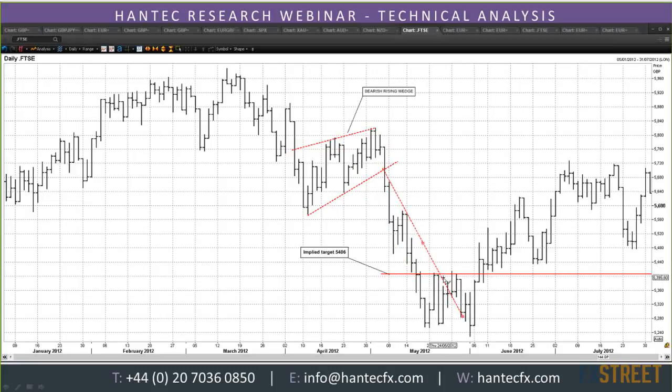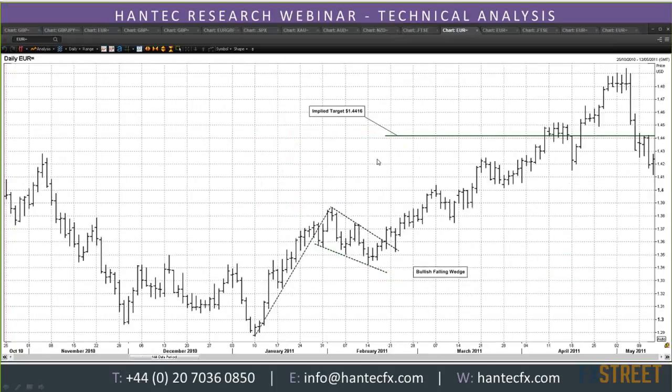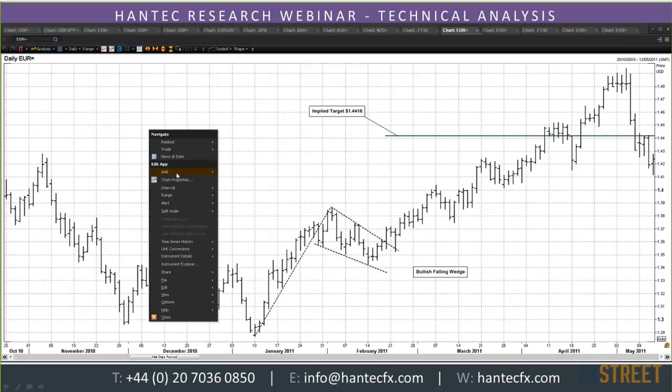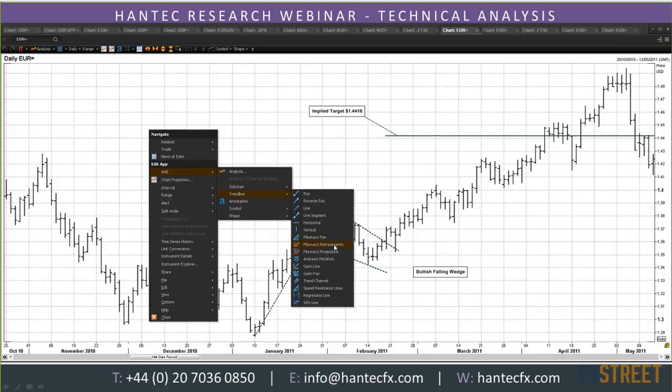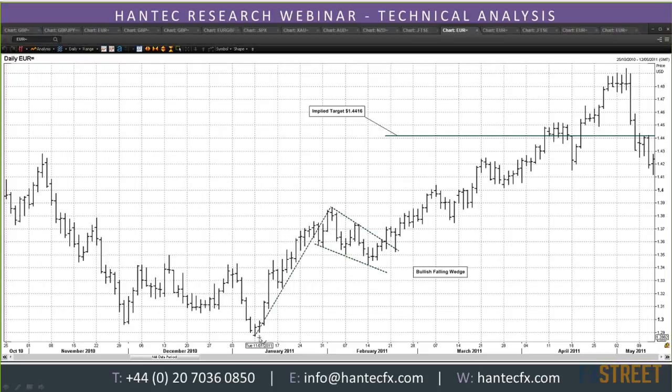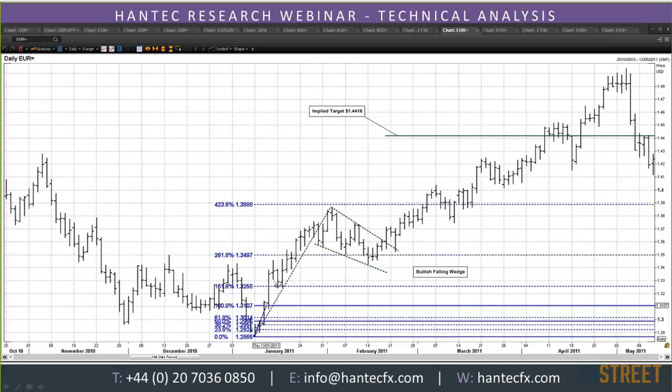Now, the whole concept of this, if anyone watched my Fibonacci presentation, is a similar sort of concept to Fibonacci projections. These wedges, basically you get a projection. It's basically your 100% Fibonacci projection target that gives you the targets derived from your flags and your wedges.